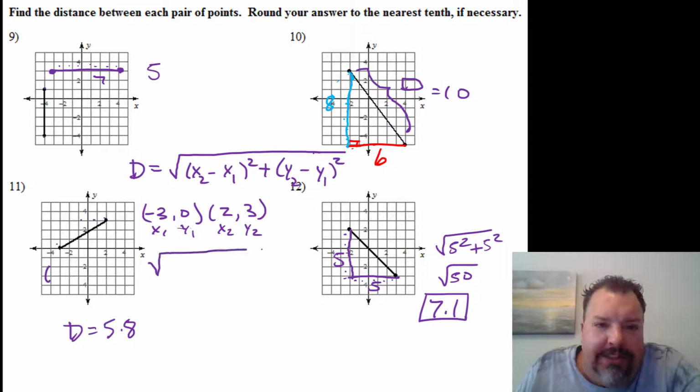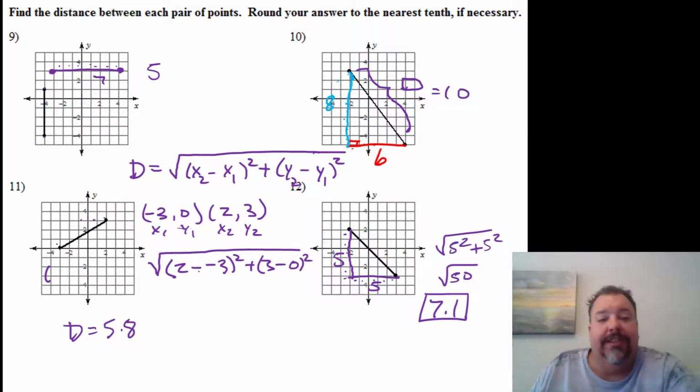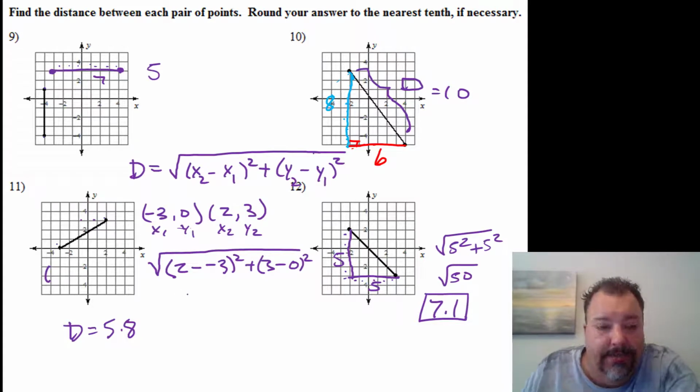So we're going to plug them into our distance formula. And I've got parentheses here, 2 minus negative 3. We're going to square that, plus, so that's the x's, and then the y's, y2 is 3 minus 0. We got to square that. Make sure that this is in parentheses. Make sure you do the inside first. So here I'm going to have 5 squared. Here I'm going to have 3 squared. And again, we're going to come up with the same thing. This is going to be the square root of 34, which we already said is 5.8.